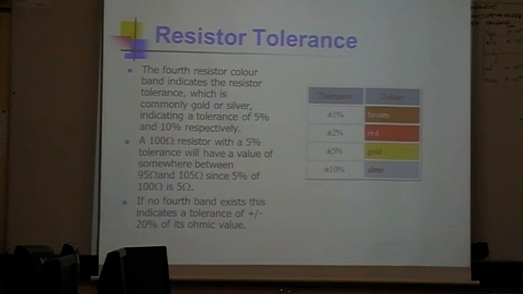If no fourth band exists, this indicates a tolerance of plus or minus 20%. So with no fourth band, you just take it as given, it's 20%. Not very accurate, but we'll go into that again. The big ones to remember here are brown is 1%, red is 2%, gold is 5%, and silver is 10%.